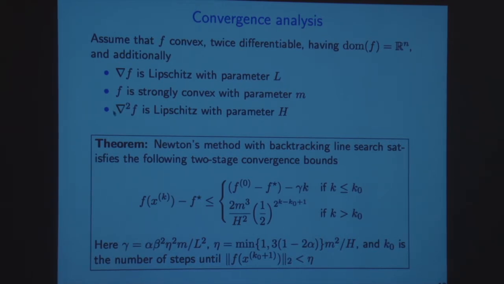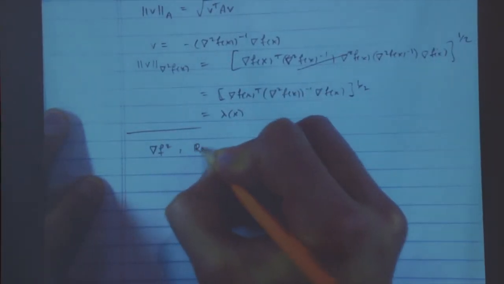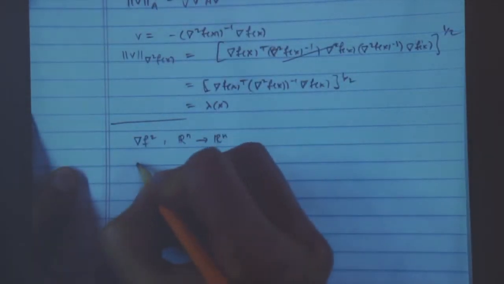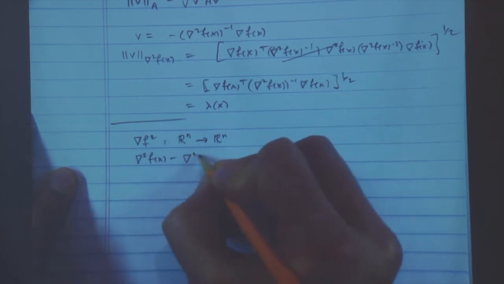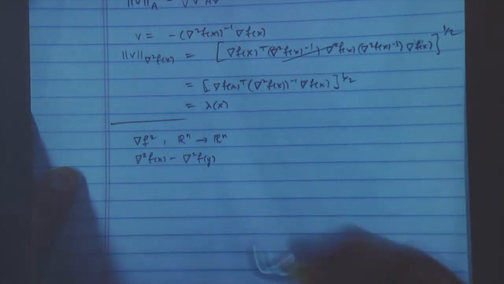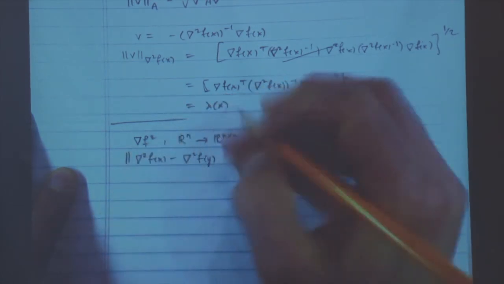We're going to assume one more thing with Newton's method, which is that the Hessian is itself Lipschitz with parameter h. So remember, the Hessian is an operator that goes from Rn to Rn by n. It's still okay to define Lipschitzness in this scenario. We might just define it like this.